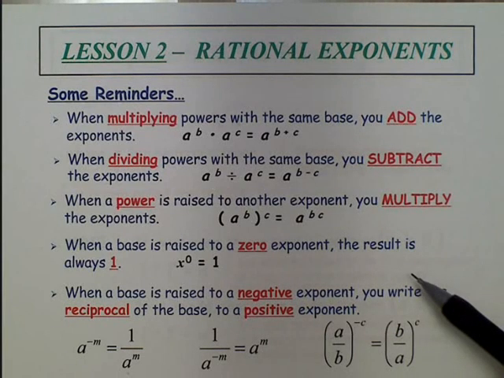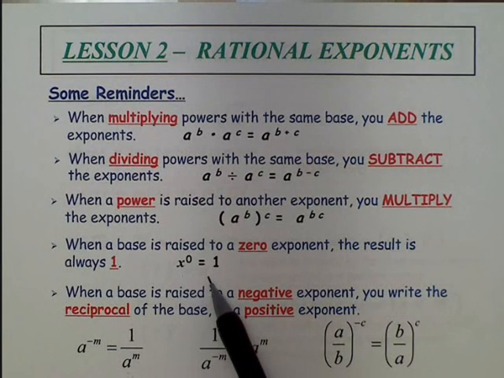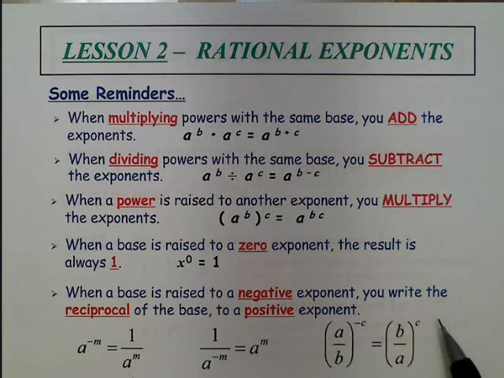When a base is raised to a zero exponent, so this is the zero exponent rule, the result is always 1. So x exponent 0 is equal to 1. And then the negative exponent rule, when a base is raised to a negative exponent, you write the reciprocal of the base to a positive exponent. So essentially, if the negative exponent is in the numerator, then that part moves to the denominator. If the negative exponent is in the denominator, then that part moves to the numerator.